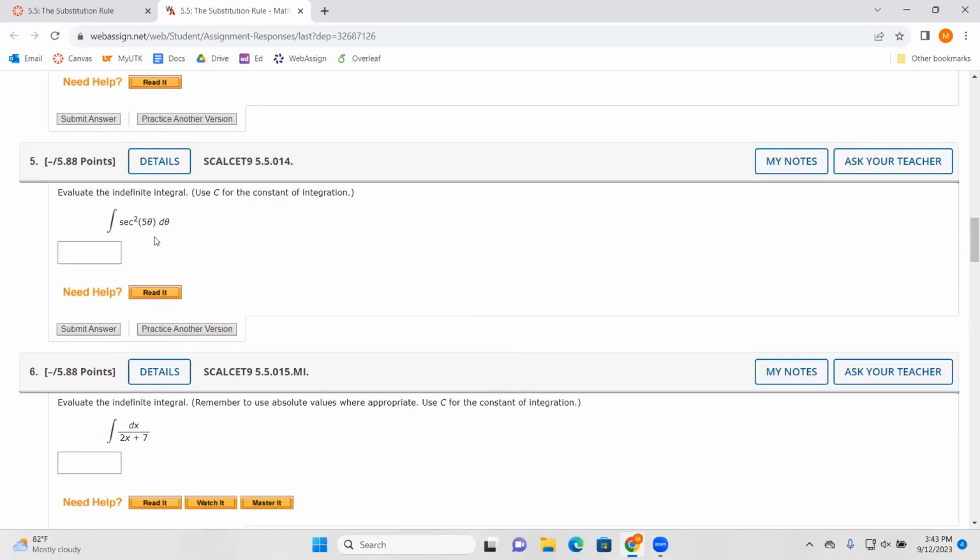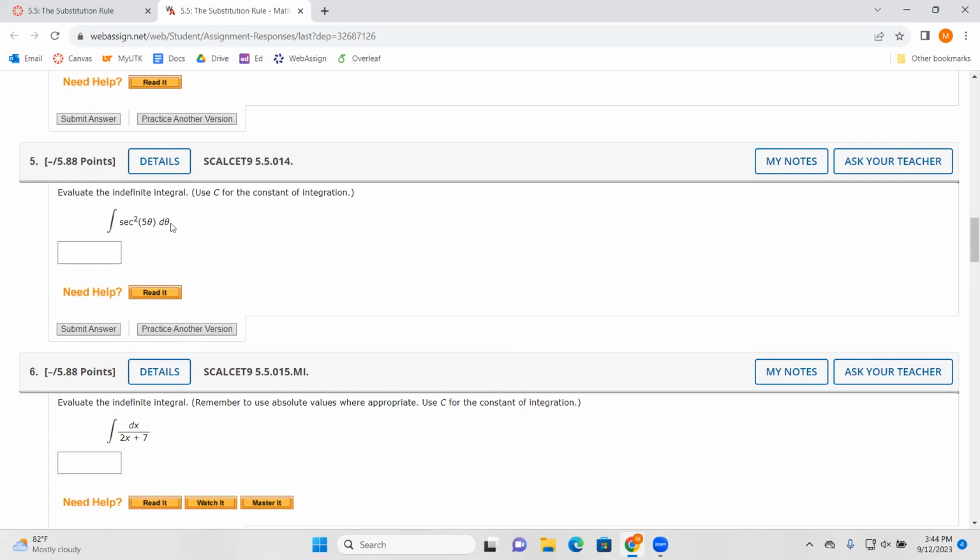Here, boy, we've got a function inside a function, so to speak, here with this 5 theta. Makes me want to make that 5 theta be the u. If 5 theta is u, then du is just 5 d theta. And while we don't have a 5 d theta, we have just a d theta. That 5 can be divided from both sides of our du equals 5 d theta equation.